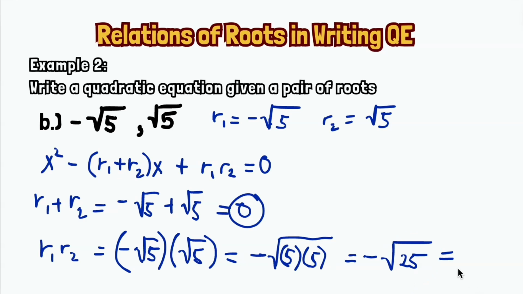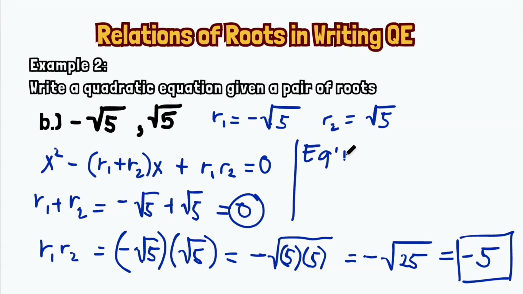And that is going to be positive or negative 5. So we have here negative, no? So, the answer would be negative 5. Okay? So, square root of 25, that is 5. We have negative here, so I put negative here. So, the answer would be the product of the two roots is negative 5. There you go. So, we can create our new equation.